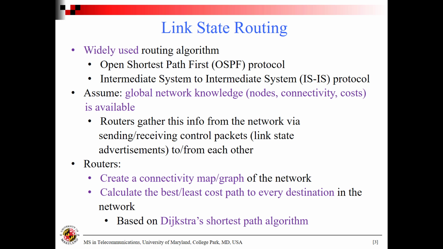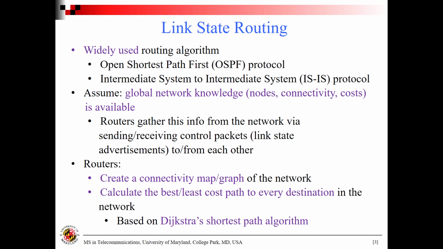This algorithm, the link state routing algorithm, assumes that a node that aims to calculate these paths has global network knowledge. This means that every node in the network would have full knowledge about the network. That means it's aware of all the other nodes or routers in the network. It knows how they are connected, and it also knows the associated costs.